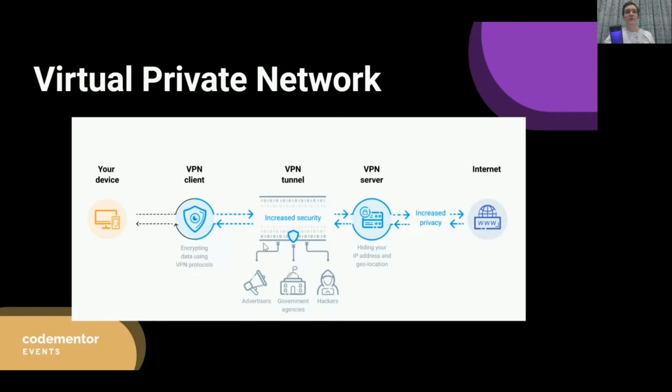Basically, it works like this: you have a VPN endpoint that might be your client over here. It is connected to the other side, which is the server, and between the client and server a VPN tunnel is established using one of the protocols we're going to discuss today. That gives you protection of the data going through this tunnel from those advertisers, governments, and hackers.